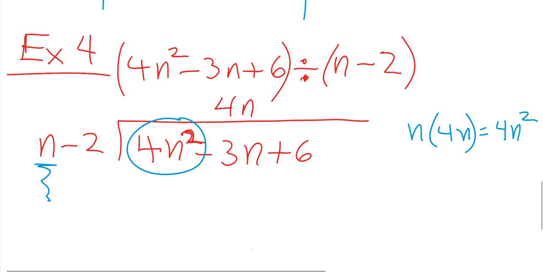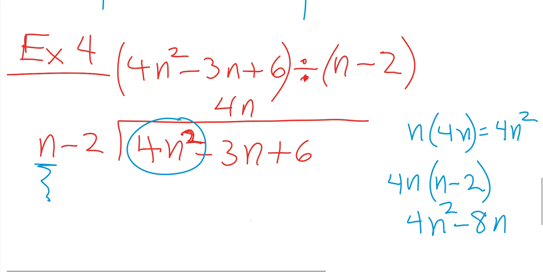And now we multiply. What is 4n times n minus 2? 4n times n minus 2, and we get 4n squared subtract 8n. And that is what we're going to write down up here. So 4n squared minus 8n.